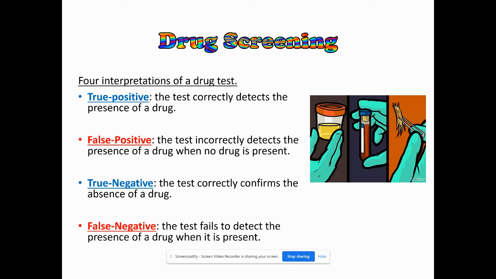A false positive is when the test incorrectly detects the presence of a drug when no drug is present. You're going in there, you are clean, you have not been doing anything you shouldn't have been doing, and they're just like, sorry, you don't have the job, you failed your drug test. No, I didn't. Right? That would be a false positive. They said you failed, and no, you didn't fail. Just something happened, and they think you did. And we'll talk about some things that cause that to happen, and we've already been assigned an article that discussed that. True negative, the test correctly confirms the absence of drug.